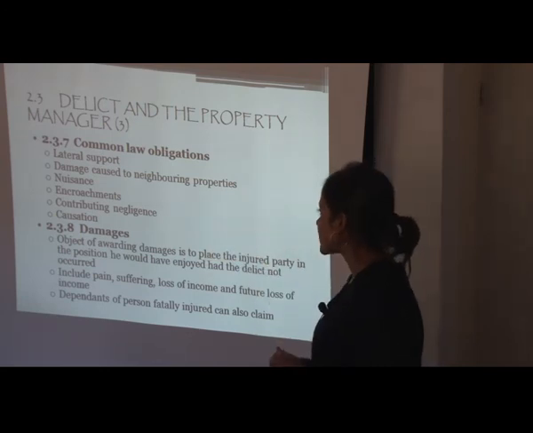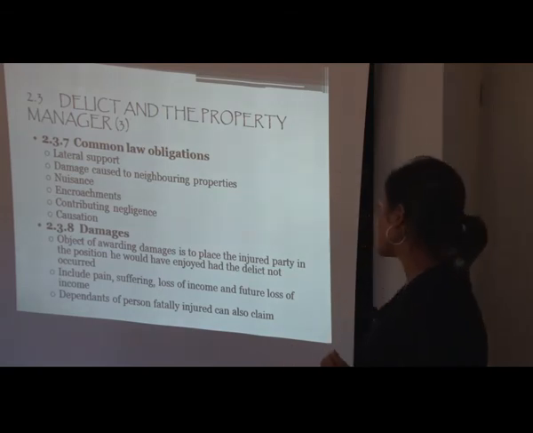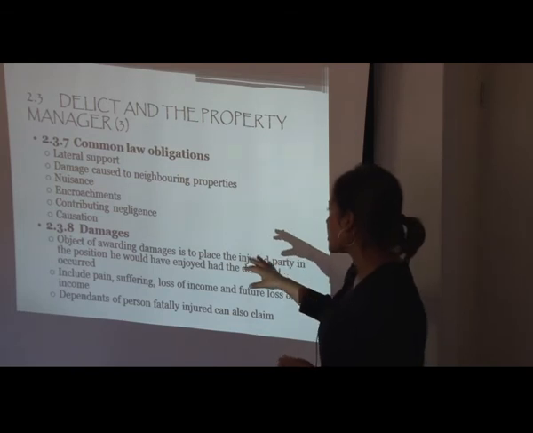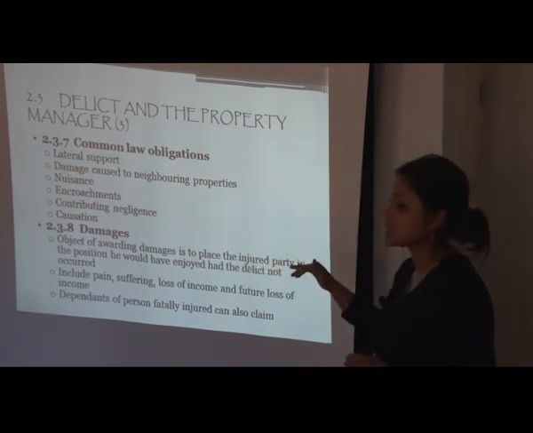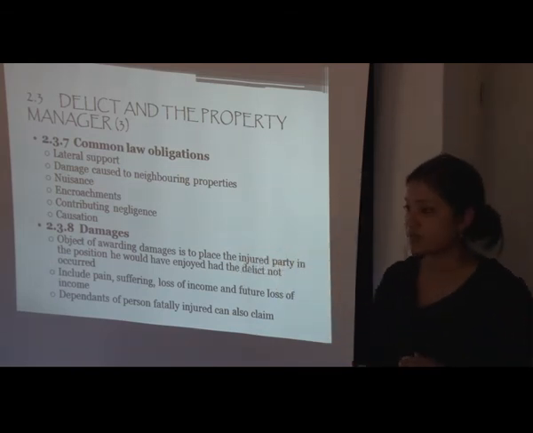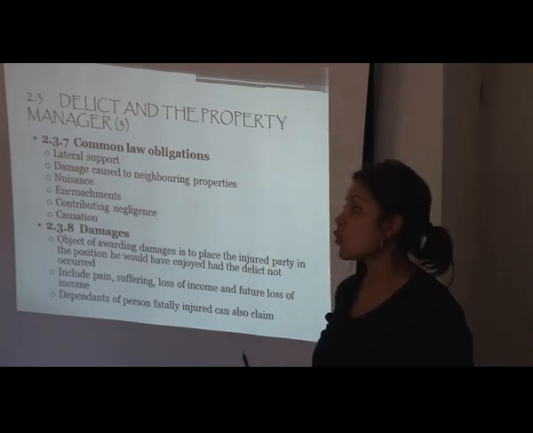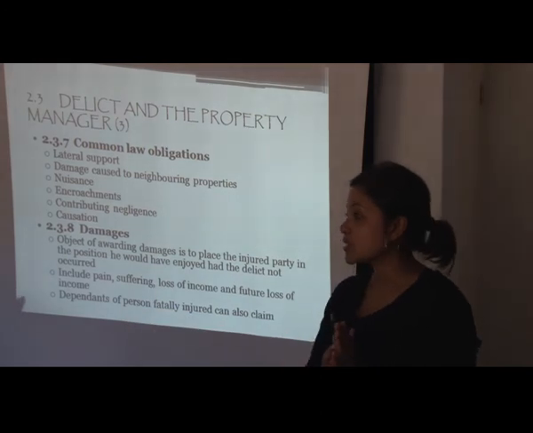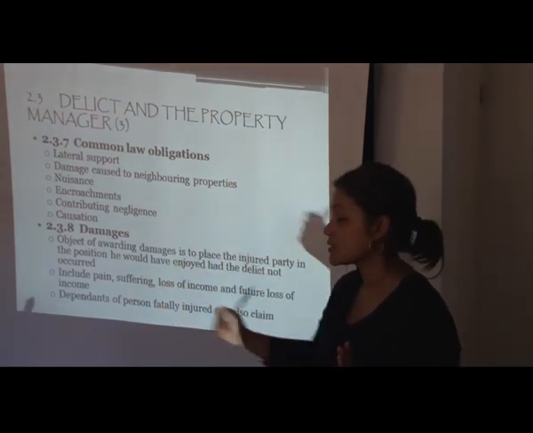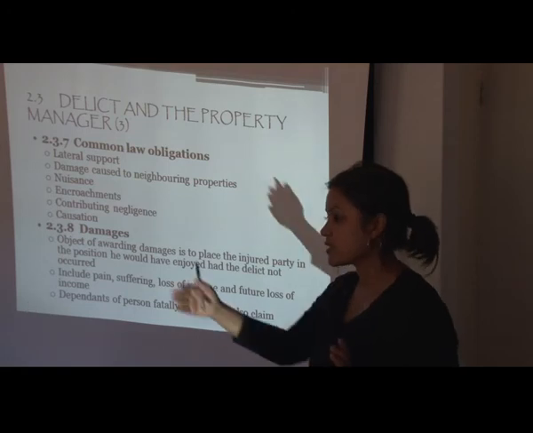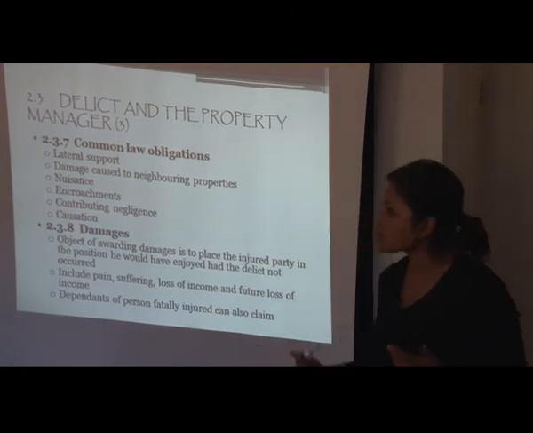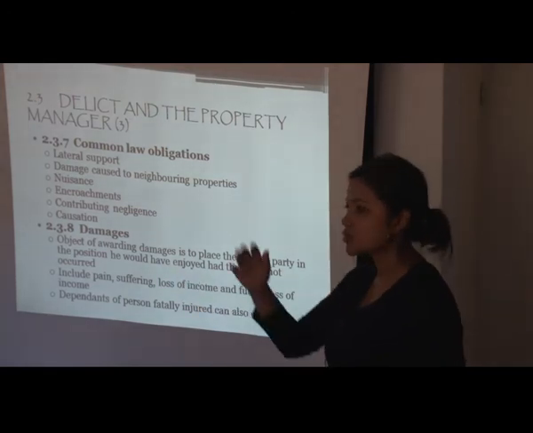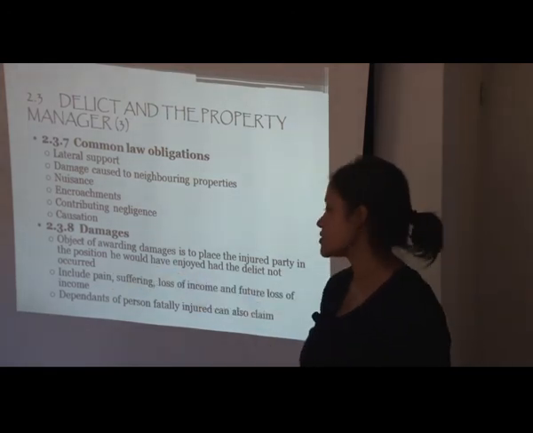And then we go down to damages. The object of awarding damages is to place the injured party in the position he would have enjoyed had the delict not occurred. So the person fell down the steps. What obligation do we now have to them? To ensure that he's in the position he would have been in had the incident not occurred. So basically, maybe we can pay his hospital bill, as an example. You broke your shoe, sure, we'll replace your shoes. No, that's a small example.